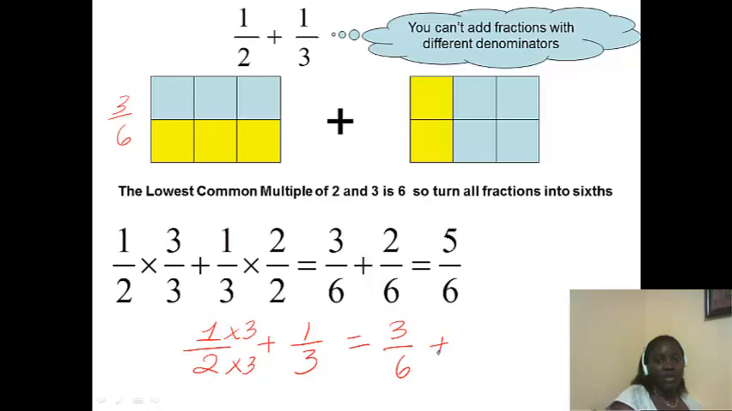3/6 plus, how did we turn 1/3 into 6? We had to multiply by 2. If you notice, we only took one bar and cut it in half. So we multiplied by 2. Here we get 2 out of 6, and we put it here. Now we are ready to add them. And when we put them together, we get 5/6.